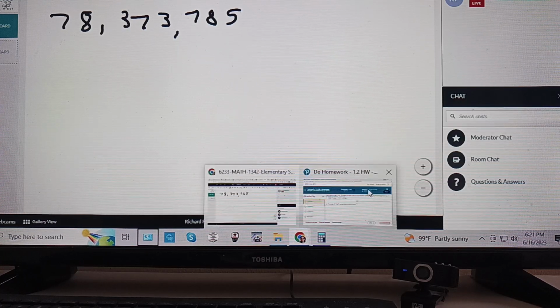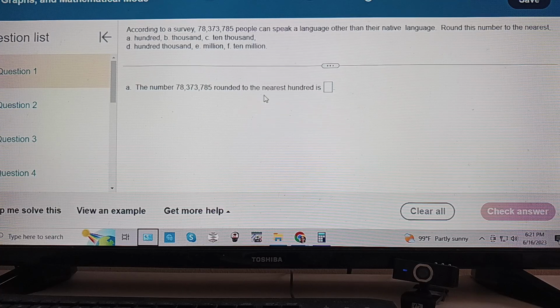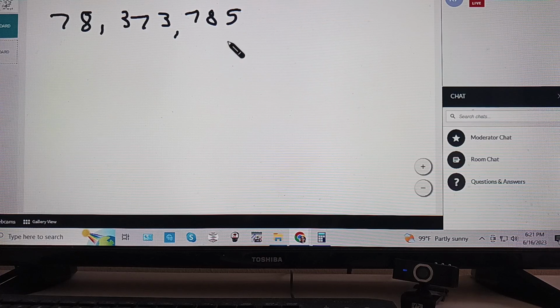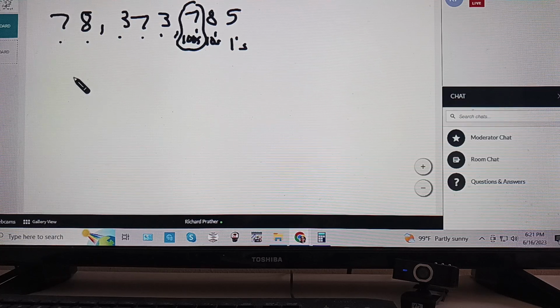Okay, so the first one wants me to round to the nearest hundred, not hundredth, but 100. So this is the ones, tens, and hundreds. This is the hundreds place right there. And then it goes thousands and 10,000s and 100,000 and million and 10 million. So I first have to decide, where do they want me to go to? They want me to do the hundreds. So that means everything before that you're just going to rewrite. 78,373.